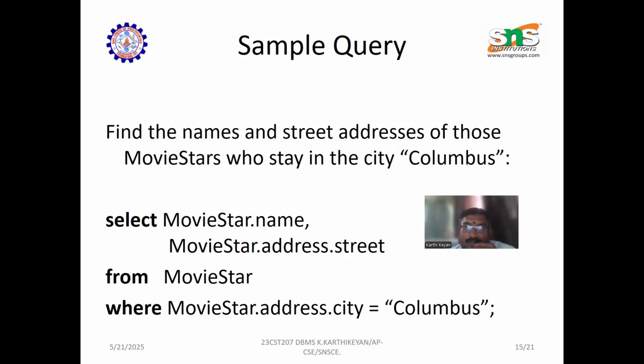As a sample query: find the name and street address of those movie stars who stay in the city Columbus. So I declare: select movie star dot name, movie star dot address dot street from movie star where movie star dot address dot city equals Columbus. This is one way to represent a sample query in an object-oriented database.